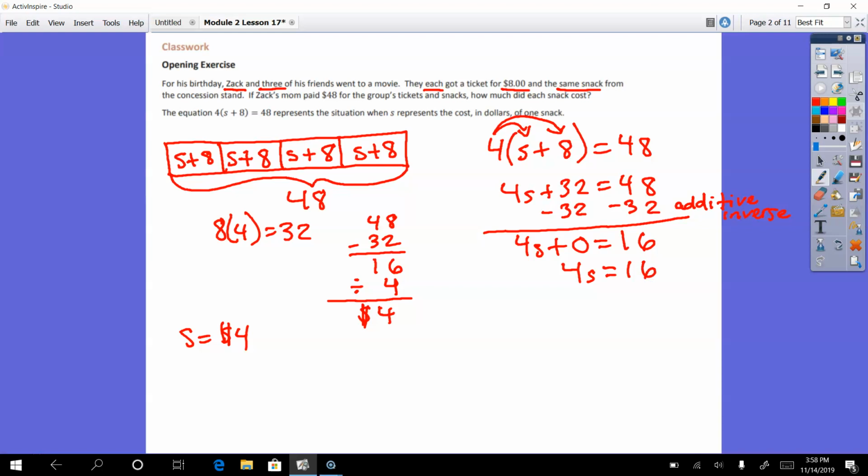Okay, and then the second step is we divided both sides by 4, which is the same as multiplying by the reciprocal. We want to practice the multiplying by the reciprocal, not just the dividing, so that this would cancel. 4 over 4 equals 1. S is equal to 16 over 4. So 16 divided by 4 is 4. So these snacks were $4.